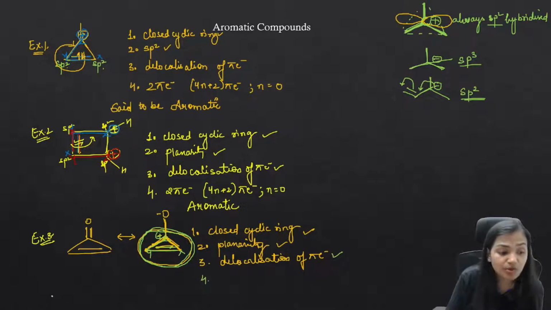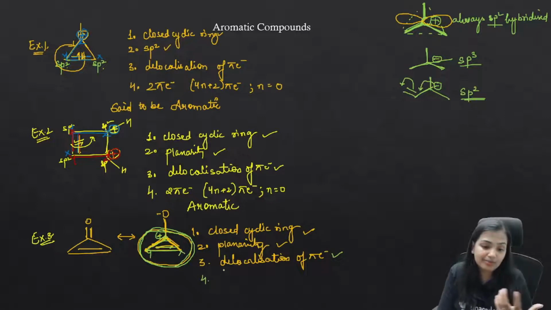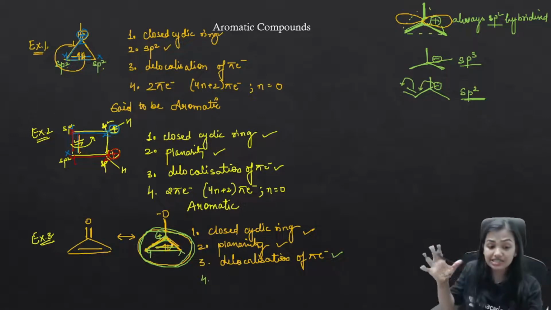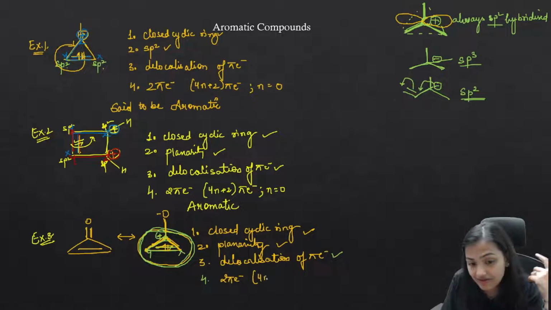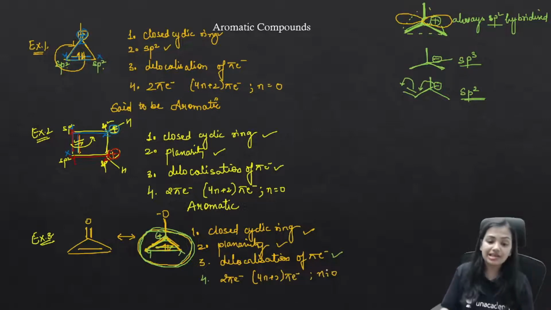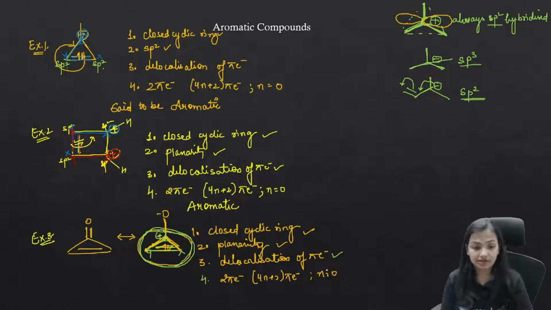Ultimately, the fourth and last point that we have to observe is, of course, the Huckel rule. Now, how many electrons are participating in delocalization? That is 2 electrons. 2 pi electrons are participating. That is 4n plus 2 pi electrons for n equals 0. I am not saying that there must be only 2 pi electrons. There could be more, there could be 6, there could be 10. But as per this question, this is it.